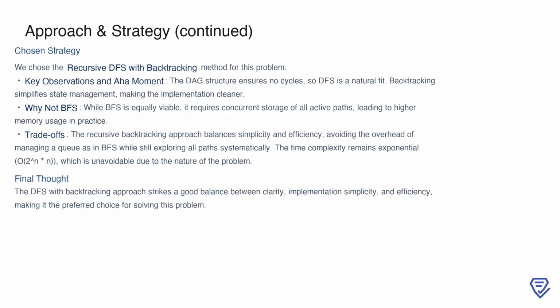The DFS with backtracking method strikes a balance between clarity and efficiency. Although the time complexity is exponential, O(2^n * n), due to the nature of the problem, this approach avoids the overhead associated with BFS while systematically exploring all paths. This simplicity and efficiency make it the preferred strategy for solving the problem effectively.